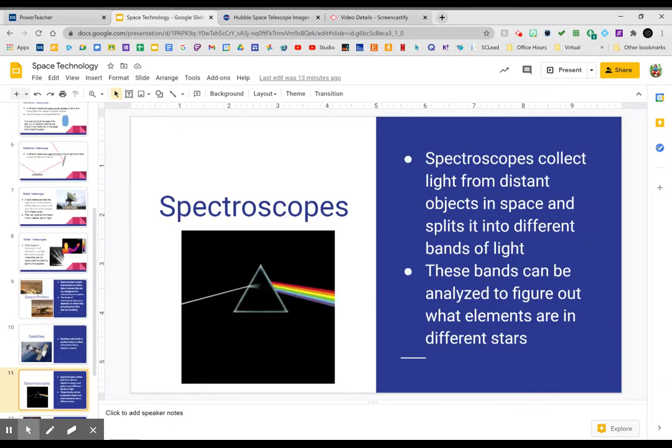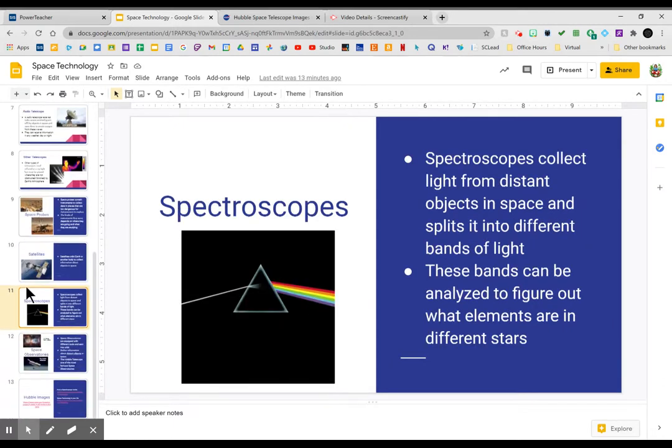All right. And the next piece of technology, this one's kind of interesting. It's called a spectroscope, and it looks at all the light coming from distant objects in outer space, and it'll split it into the different bands of light. So when we talk about white light, it has all the colors in it. It goes into the prism, and it's split into the rainbow colors. So it takes that energy and divides it up based on its energy level. Remember, he said that red had really low energy, and by the time you get over here to violet, it's got a really high energy type of wave.